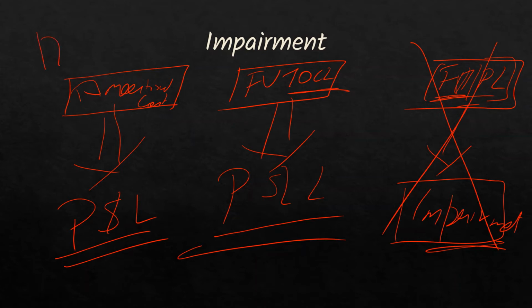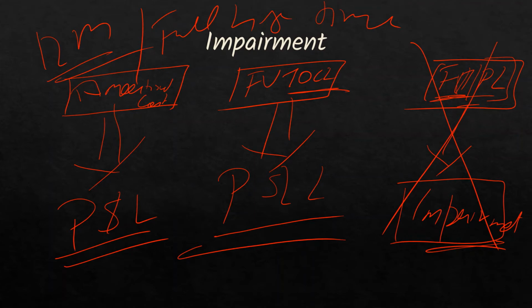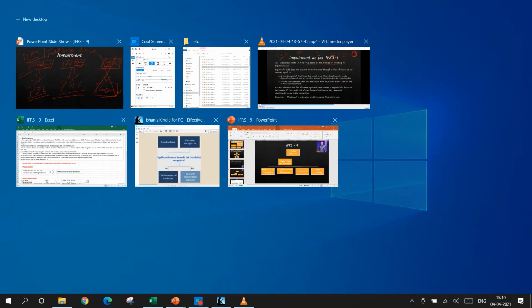So what amount you will take? You will take 12 months expected credit loss at the initial recognition. But if there has been any accounting or financial event which results in the credit risk having significantly increased, then you need to take full lifetime expected credit loss. I hope it's clear. Let's see through an example.